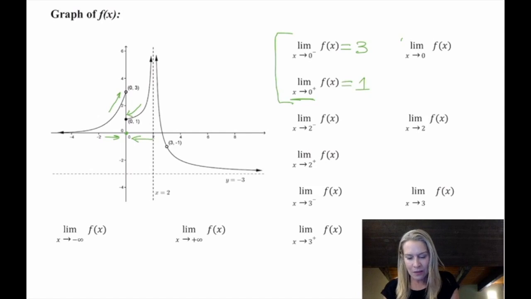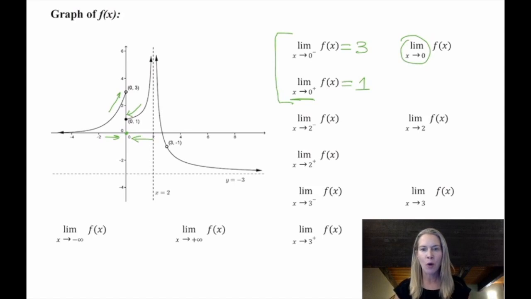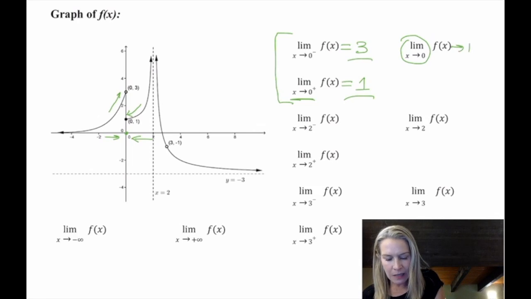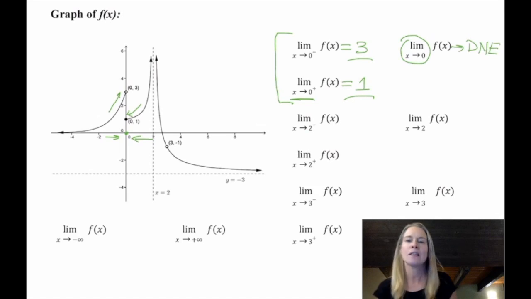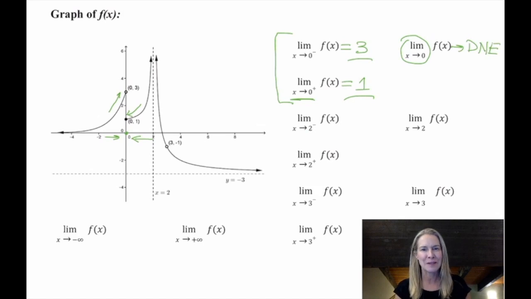Then this notation here refers to the two-sided limit. As x approaches 0 from both sides, where's the graph heading? Is it heading to one specific spot? No, it is not. It's going to 3 in one direction and 1 from the other direction. This limit does not exist, and we say DNE for does not exist.